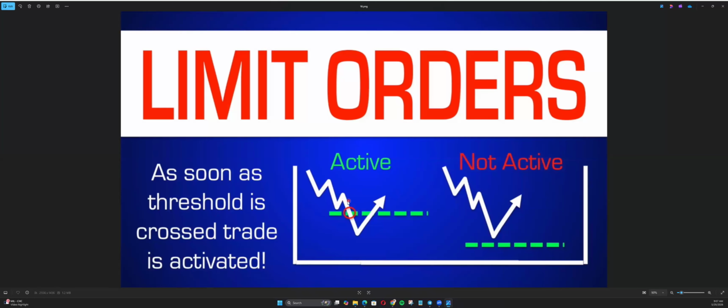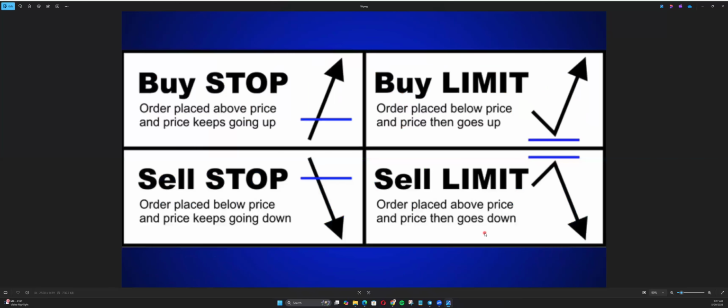So for limit orders, as soon as a threshold is crossed, your trade is activated. As soon as it's crossed like this, you're activated. Then once it starts coming back up, you're now in profit. If it happens like this, that it doesn't get to your order, then you're not activated. Your trade is not activated. Okay, so this is what it looks like in the long run. You could take a picture of this so you could keep it in your memory and always remind yourself.